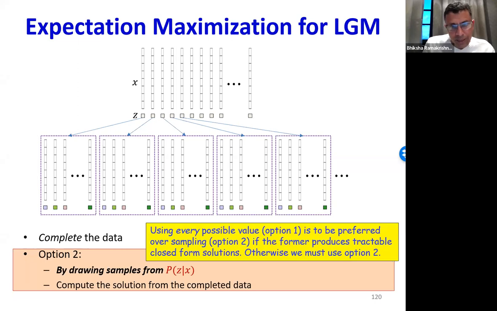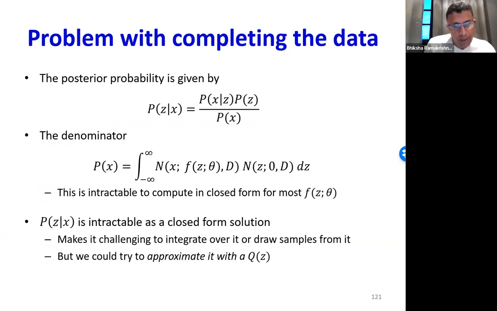It's very simple, right? And using every possible value is to be preferred over sampling if the former produces tractable closed form solutions. Otherwise, we will use option 2. So let's work through the math. There's a lot of math over here, but I'm going to try to fly through it in 15 minutes.